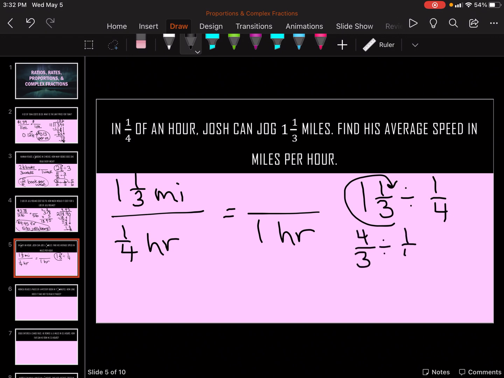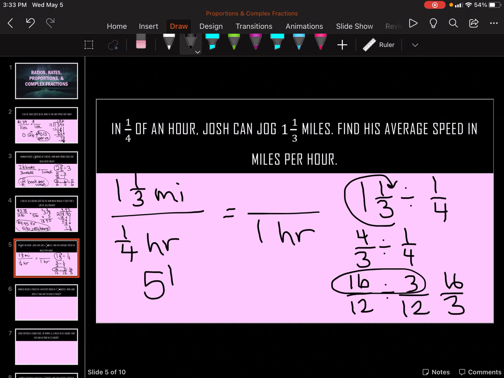4/3 divided by 1/4, times by 4. 3 times 4 is 12. 4 times 4 is 16. 4 times 3 is 12. 1 times 3 is 3. Divide across the top. 16 thirds is 5 1/3 miles per hour.